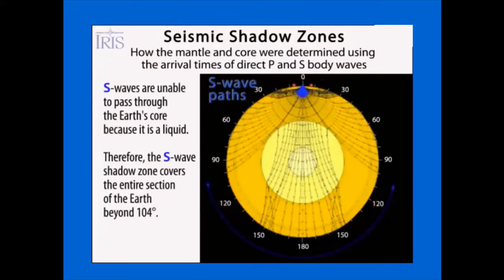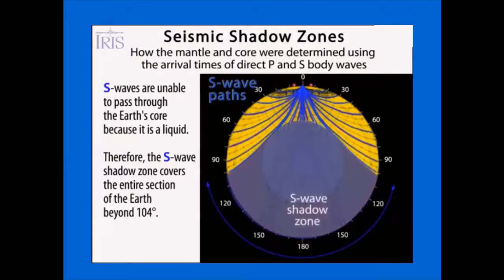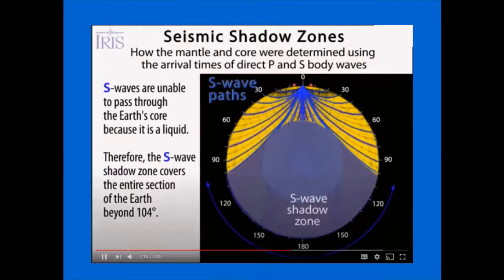S waves travel along the same path as the P waves, but at slower velocity because they travel in a shearing motion perpendicular to the direction of travel. It is because of this shearing that they are stopped entirely by the liquid core. This creates an even broader shadow zone everywhere beyond 104 degrees.